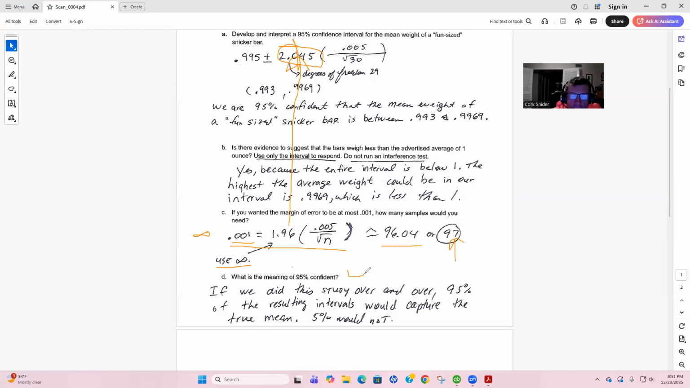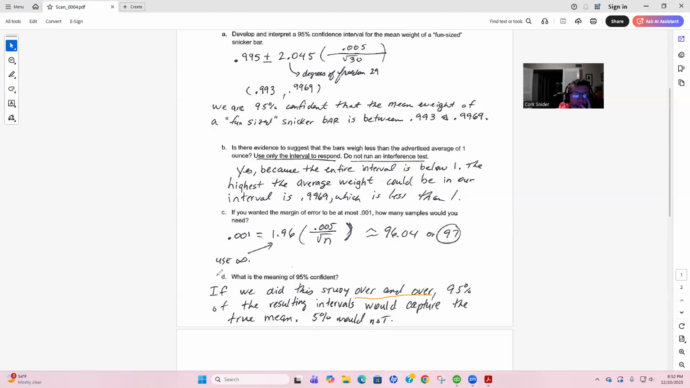They also may ask you, what is the meaning of the 95% confidence level? They may ask that. That's a different question than the interpretation of an individual interval. They just want to know the generic meaning of 95% confident. And that one, you've got to memorize the sentence frame. If we did this study over and over indefinitely, thousands of times, 95% of the resulting intervals would capture the true mean. 5% would not. I could have put about 95% and about 5% to be a little more accurate.